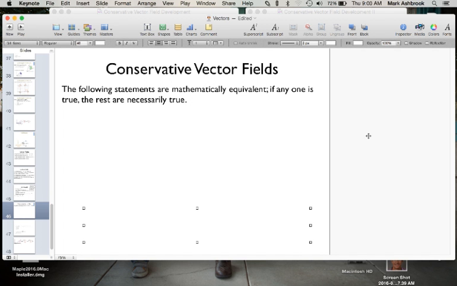Questions on that? So let's talk about conservative vector fields. So here's a bunch of statements that are all mathematically equivalent. Okay? If any one of them is true, then the rest are all true too. Given any one of these to be true, all the rest are necessarily true. And the first one is, F is a conservative vector field. What are all the implications of that?